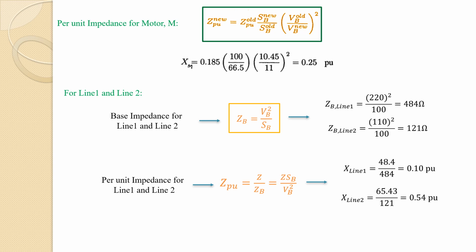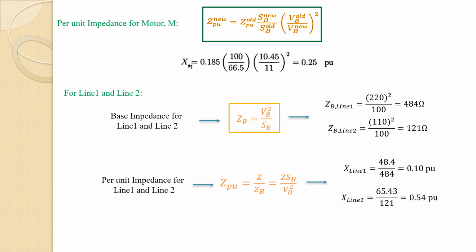Similarly, we can calculate for line 2, and for line 2 the base kV line to line is 110, so we'll be getting this as 121 ohms. After obtaining the values of the base impedances for line 1 and 2, now we will be calculating the per unit impedances for these two lines using Z per unit equal to Z by Z base, where Z is the actual value divided by the Z base value.